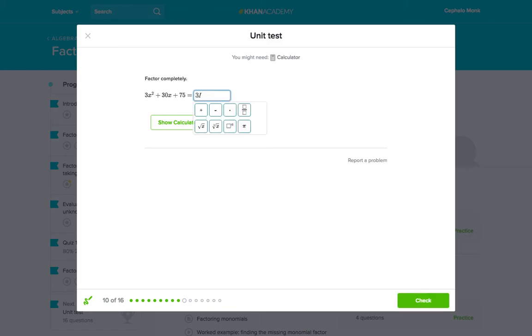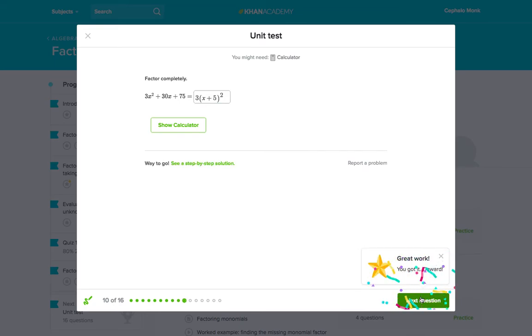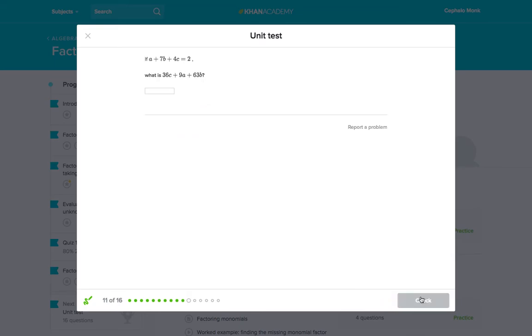3 times x plus 5 squared. If a plus 7b plus 4c equals 2, what is 8x plus 3? Well, I don't know. Let's write it in order. So a plus 7b plus 4c equals 2.